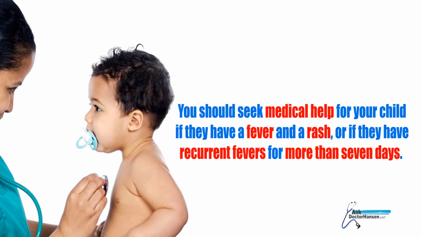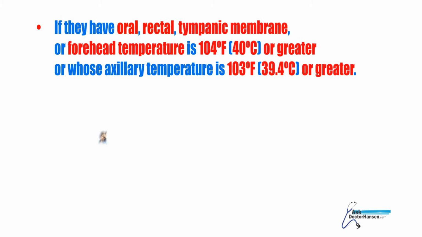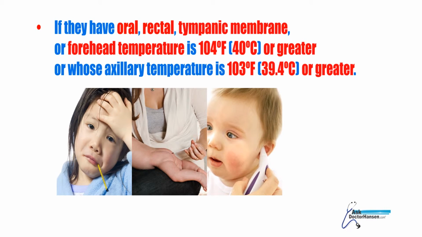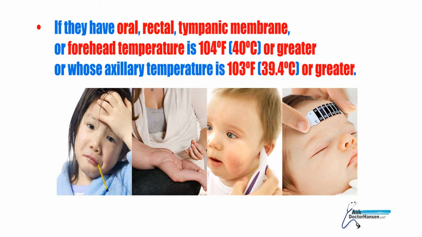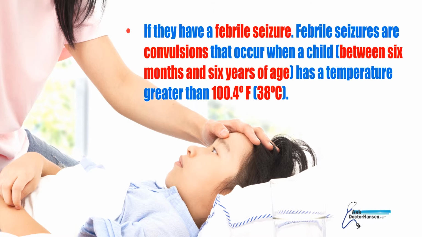Generally speaking, you should seek medical help for your child if they have a fever and a rash, or if they have recurrent fevers for more than 7 days, or if they have oral, rectal, tympanic membrane, or forehead temperature greater than 104 degrees Fahrenheit, which is 40 degrees Celsius, or if they have an axillary temperature greater than 103 degrees Fahrenheit. Also, if they have a febrile seizure. Febrile seizures are convulsions that occur when a child between the age of 6 months and 6 years has a temperature greater than 100.4 degrees Fahrenheit, which is 38 degrees Celsius.